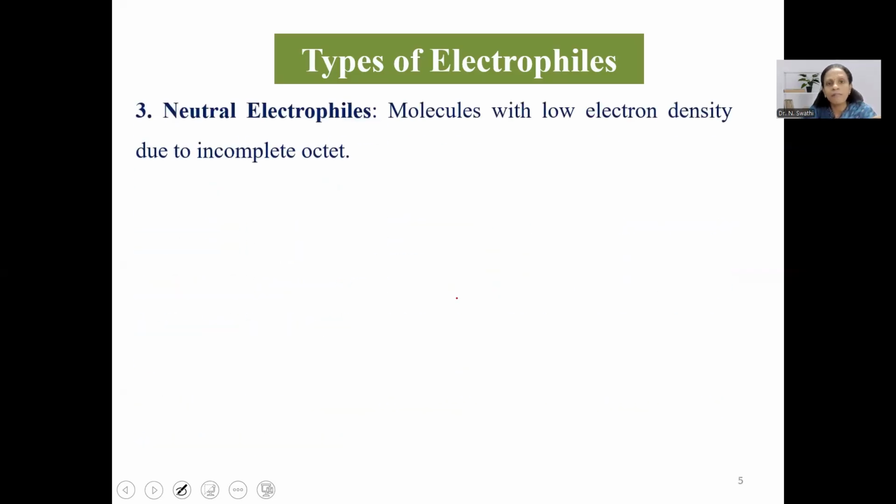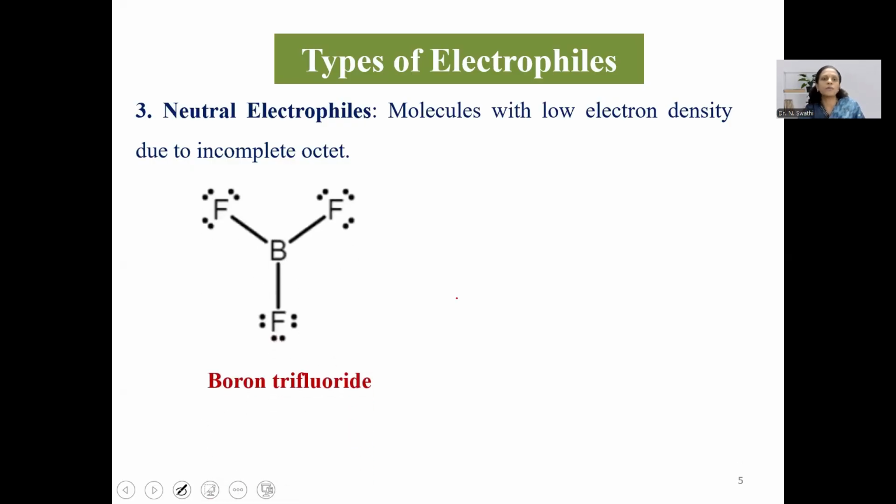Now the third type of electrophiles are known as neutral electrophiles. That means these compounds or groups do not formally possess any charge, but due to the electron deficiency in them, due to incomplete octet configuration, they are considered as electrophiles. Hence, they are known as neutral electrophiles.